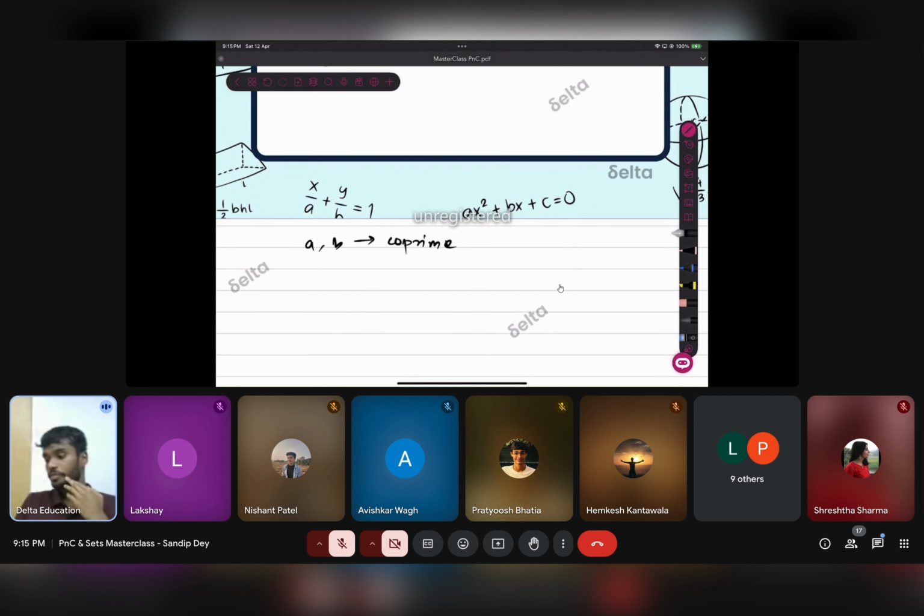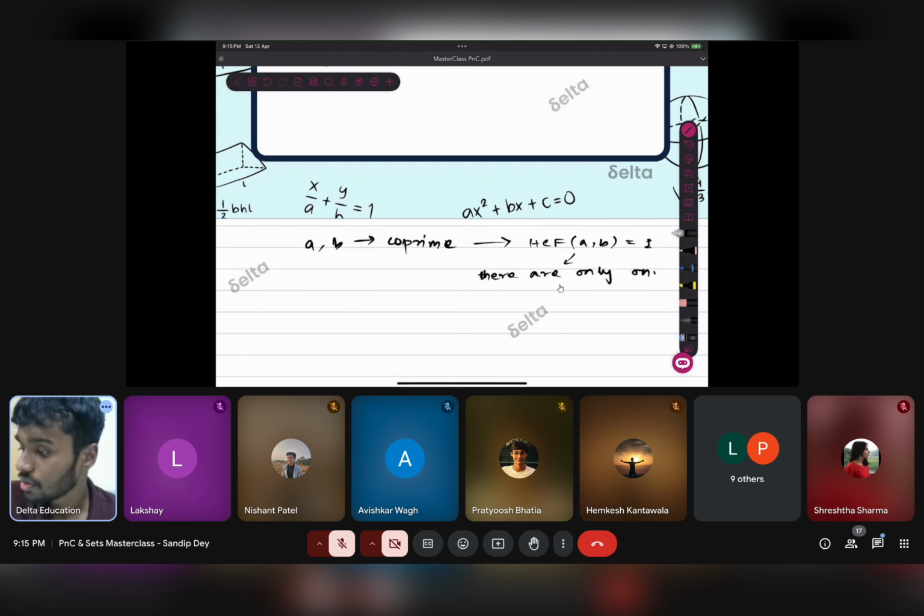Okay, so let me explain. When I am saying that A and B are co-prime, then I am saying that there are no divisors other than one which can divide both the numbers. So basically, I am saying that the HCF or GCD, whatever you guys say, of A and B is going to be 1. And this means that there is only one common divisor, which is equal to 1.